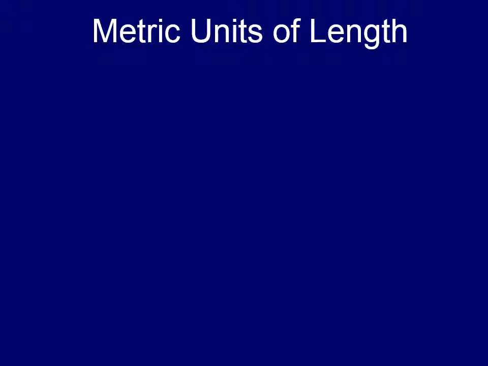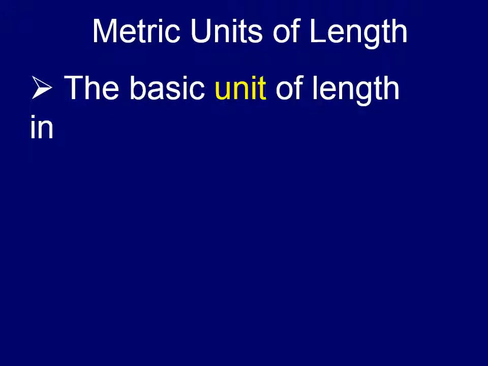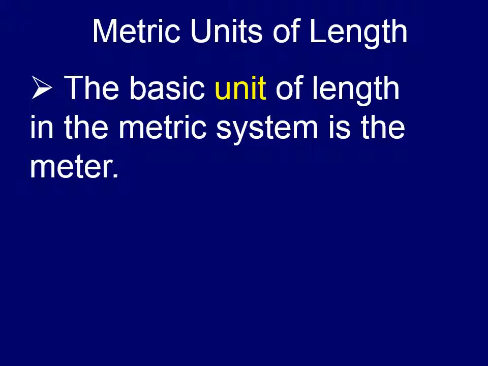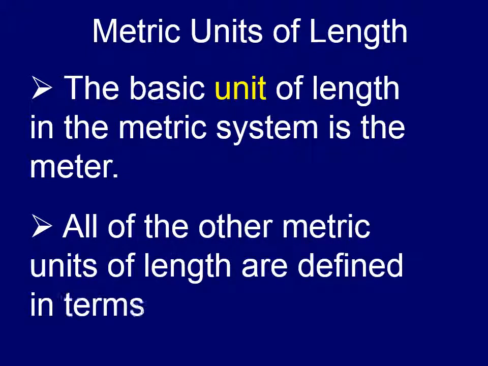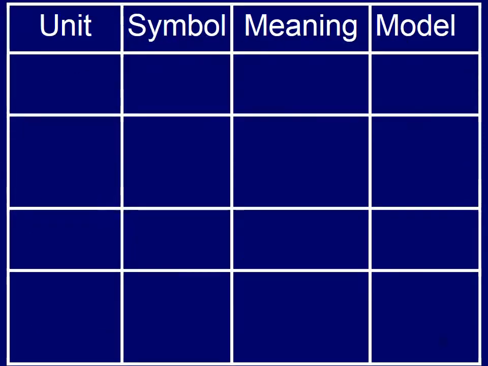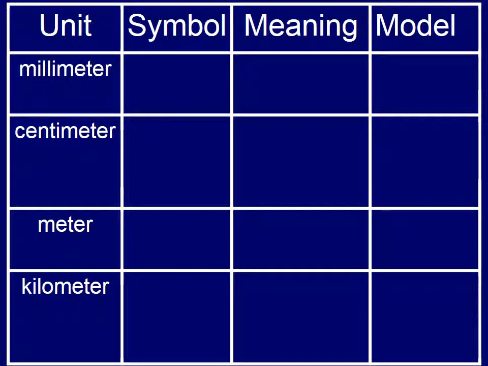Now, metric units of length. The basic unit of length in the metric system is the meter. Everything else is built around the meter. All of the other metric units of length are defined in terms of the meter. Let's see what that means. Let's take some of the common measurements. A millimeter, let's start with.